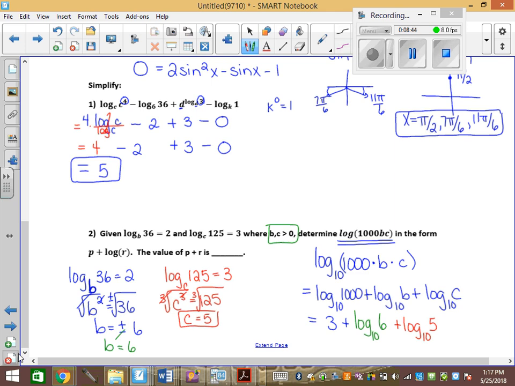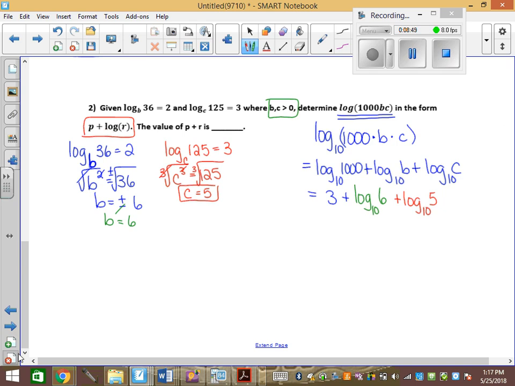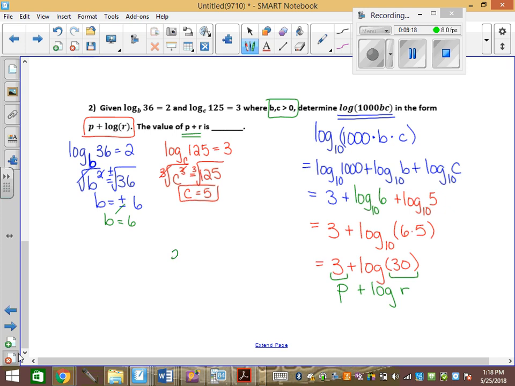Now, they want it in this form. So they want the logs together. Because they're both log base 10 and they have positive 1s in front, we can actually put them together. So that's going to be 3 plus log base 10 of 6 times 5, which is 3 plus log 30, because you don't need to write the base part. And now it matches up. p plus log r. So I want the value of p plus r. So 3 plus 30 equals 33.